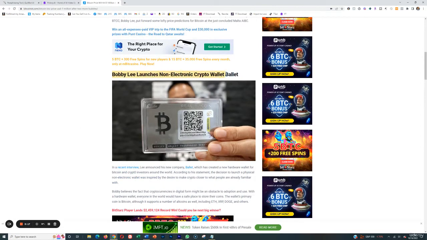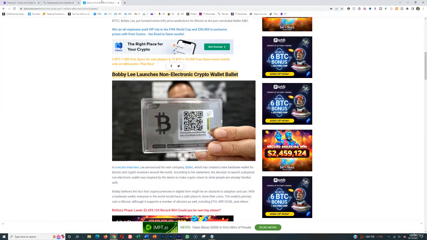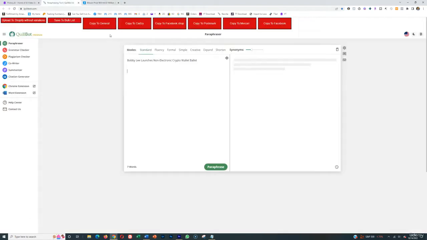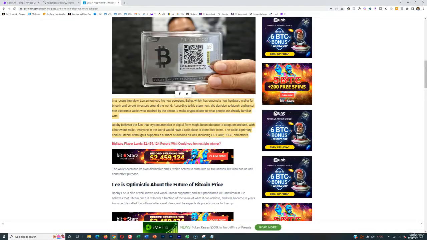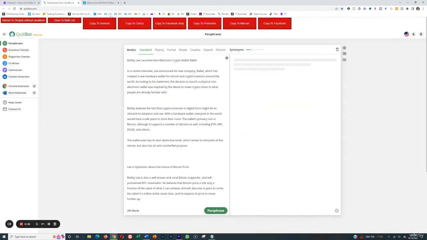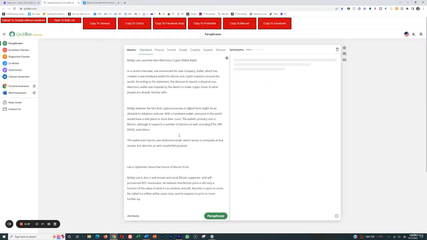Again, I want to reiterate, this probably isn't the best niche for someone to pick, but just to show you as an example. So we're going to paraphrase it by taking it into QuillBot. I'm just going to slowly copy the article here. And there we go. We've copied the article.